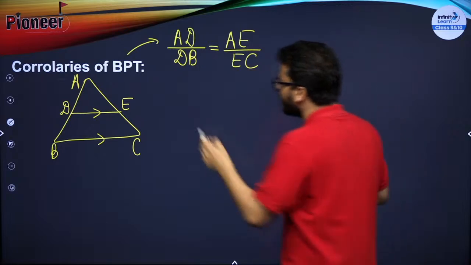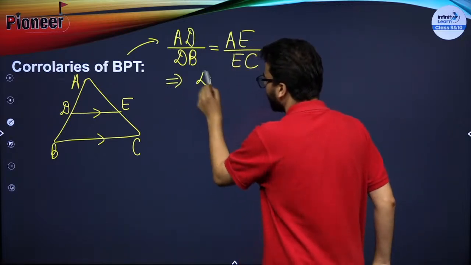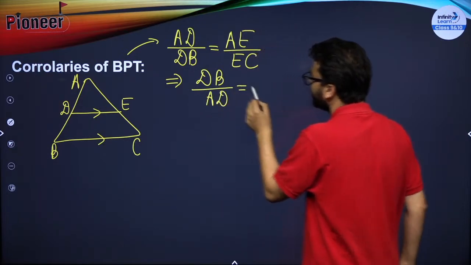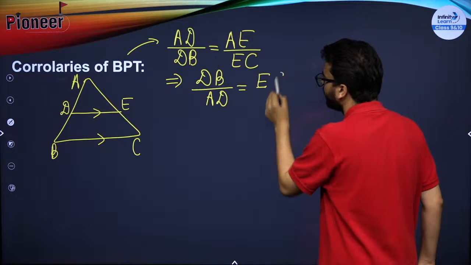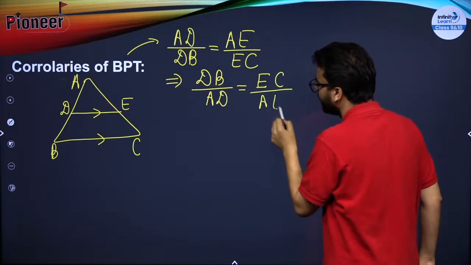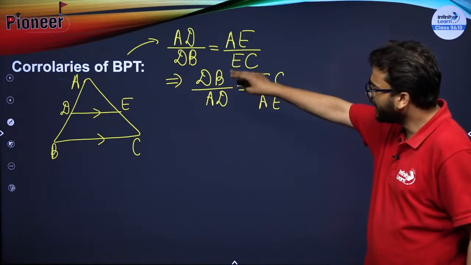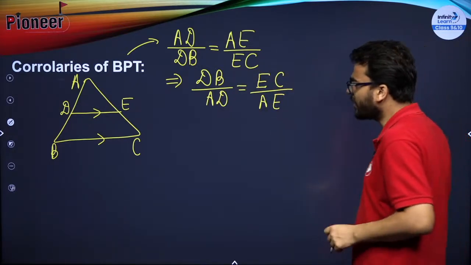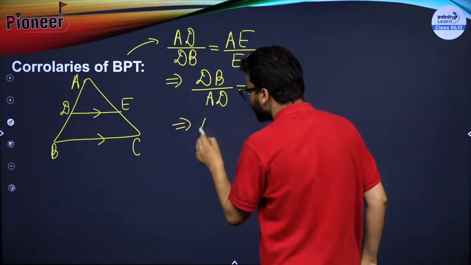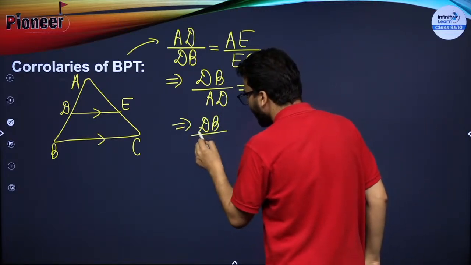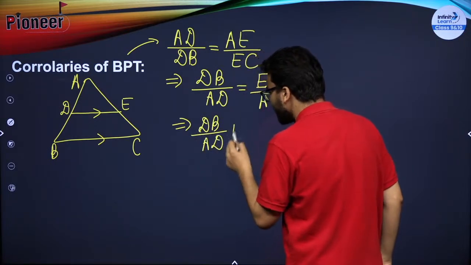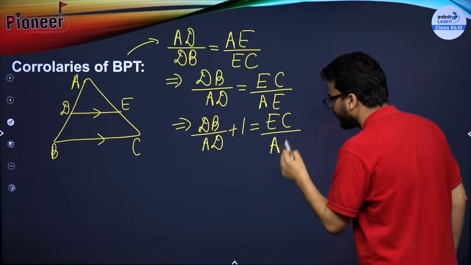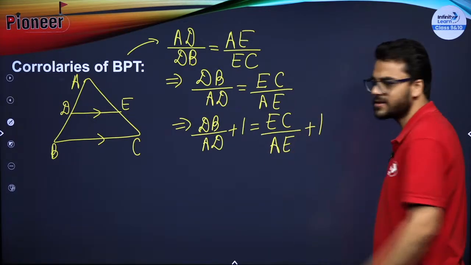Now can I take the opposite of it? So can I not take DB by AD is equal to EC by AE, the inverse of that basically. I hope this thing is clear. Now can I add 1 on both the sides of this equation? So I will get DB by AD plus 1 is equal to EC by AE plus 1.